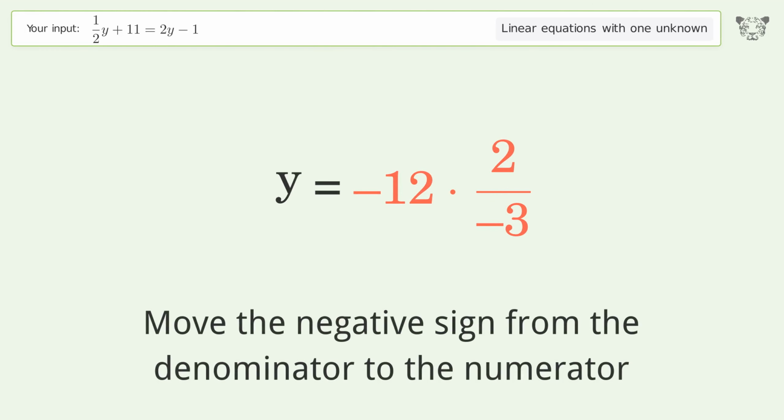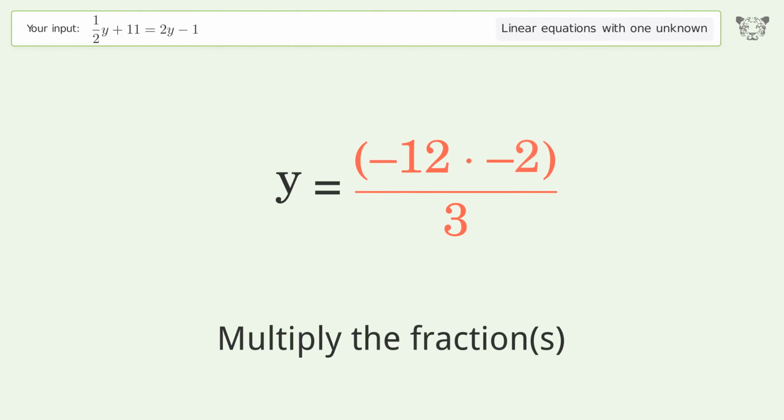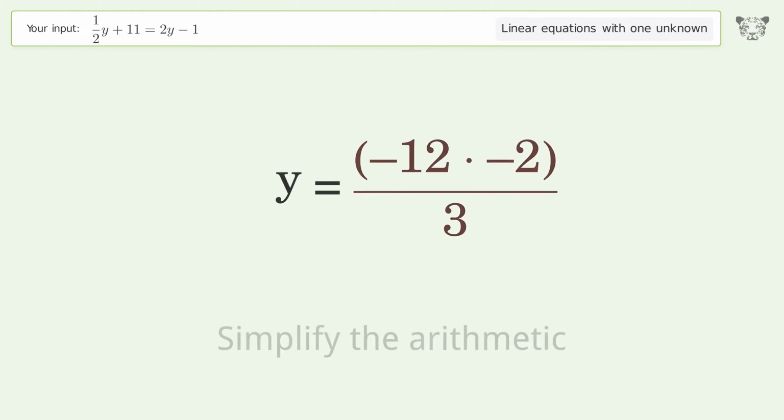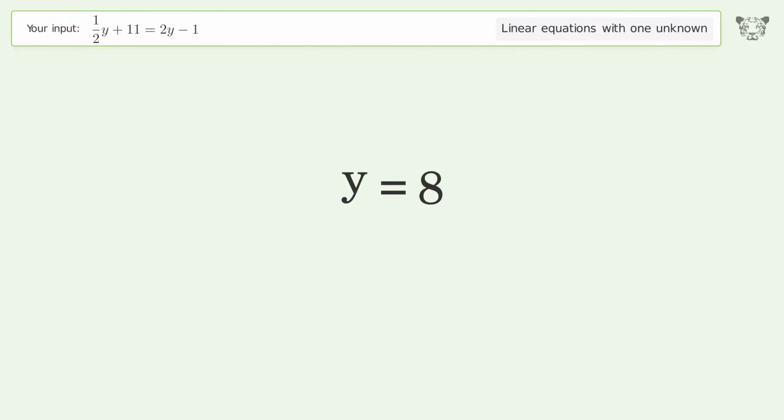Move the negative sign from the denominator to the numerator. Multiply the fractions. Simplify the arithmetic. And so the final result is y equals 8.